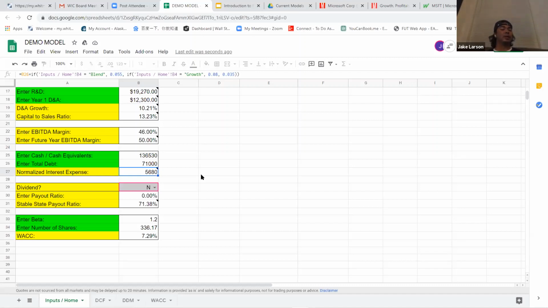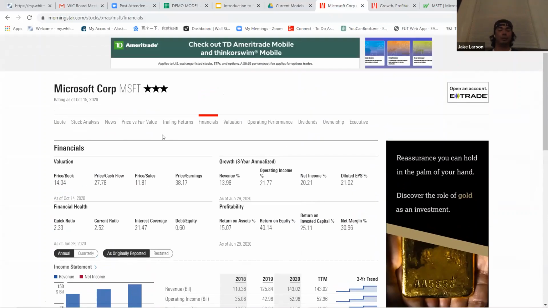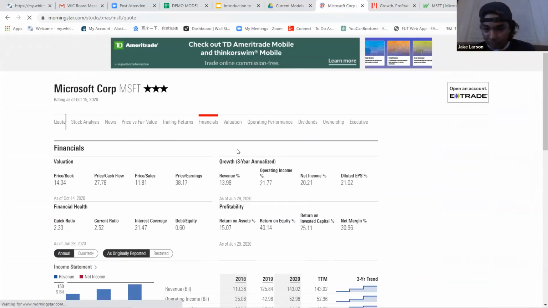And here it says enter payout ratio. So what you're going to do, like Mueller has done before, is go into Morningstar, or you can even just look it up on Google. Just look up Microsoft payout ratio, and you'll find their payout ratio. If you want to show them where that is over in dividends.